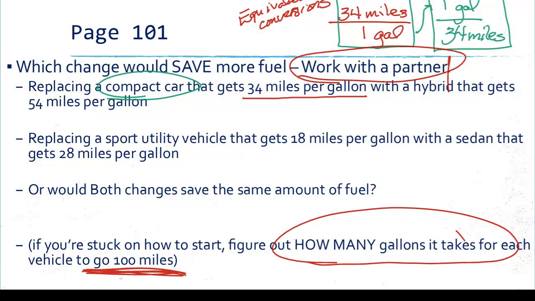Which one is going to save you the most gas? If I go with the hybrid over the compact car, or if I go with the sedan over the SUV, or do they save the same exact amount of fuel? Start with the thing you said, going 100 miles. If you had to take each vehicle 100 miles, how many gallons of gas would it require based on the number of miles per gallon that they use?